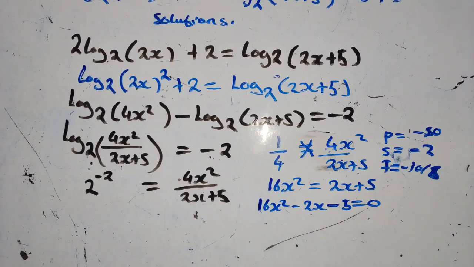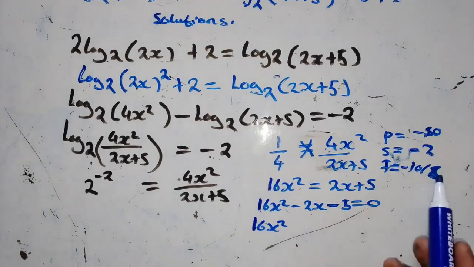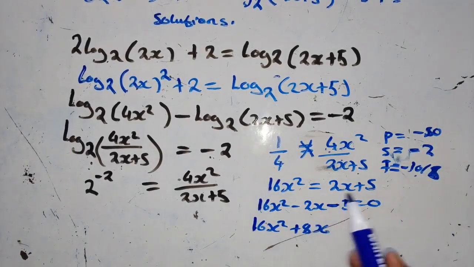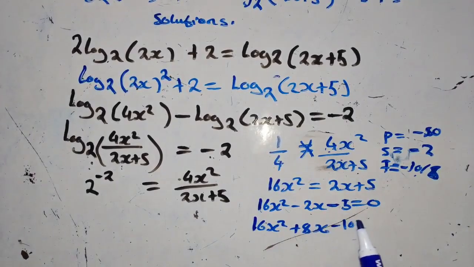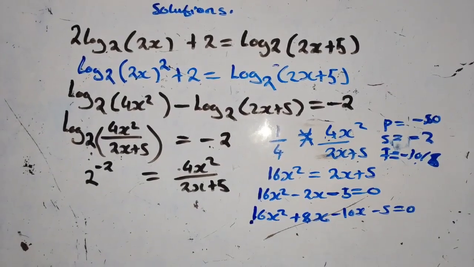Then you just replace in the equation that you are solving. So we have 16x squared, we can put plus 8x, and minus 10x minus 5. This is equal to 0. Then after here, we just factorize. Between 16x squared and 8x, which one is common? The one which is common is 8x.